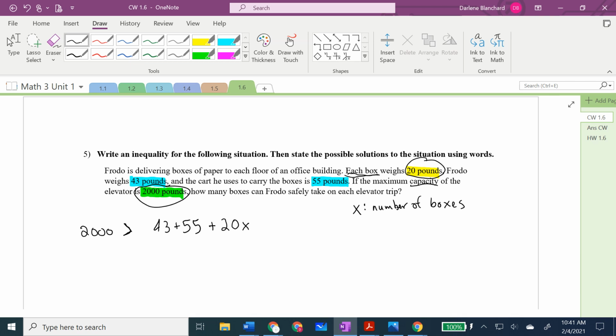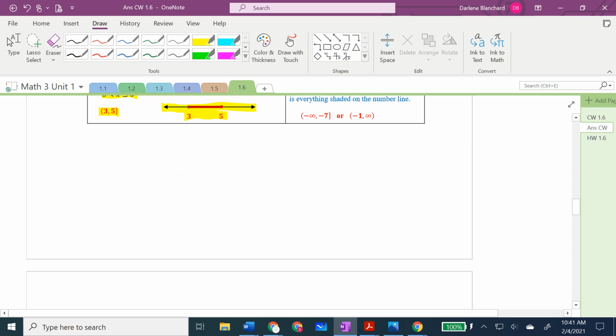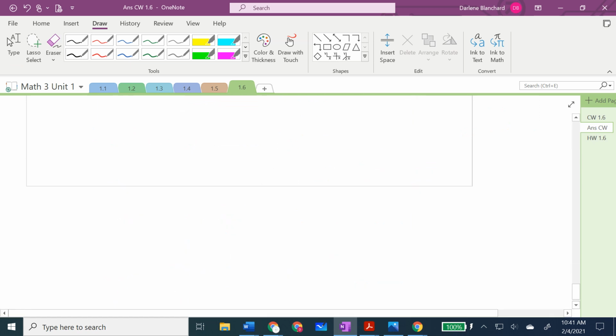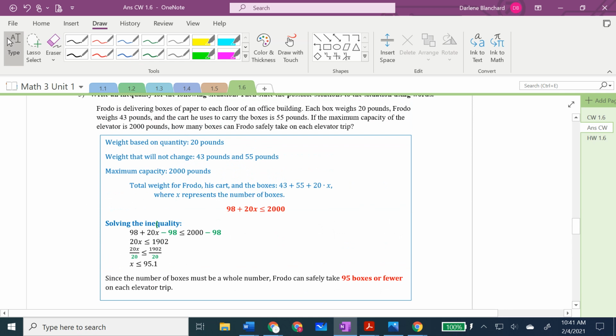From there, you can solve the inequality. And I've got the answers in the classwork. Oh, I was going to do that too. Okay, so here are the answers.